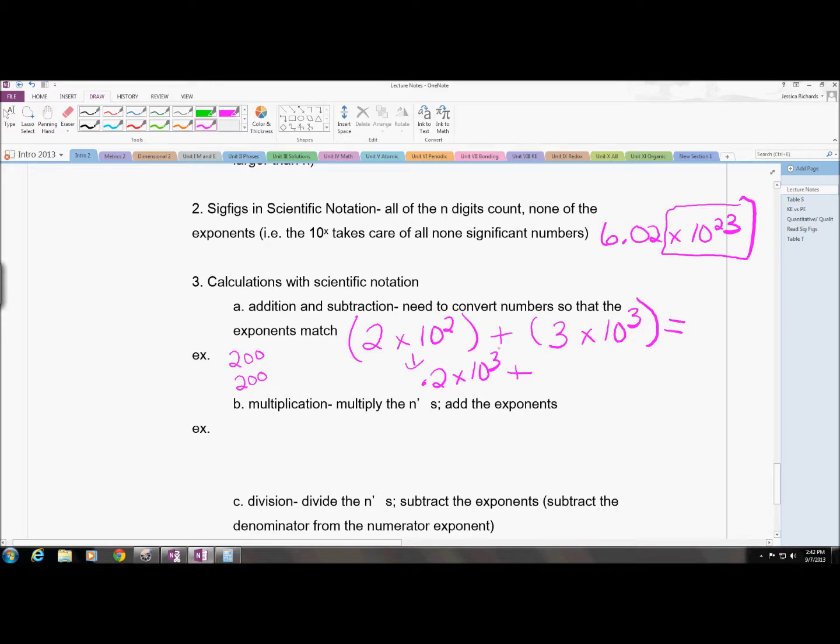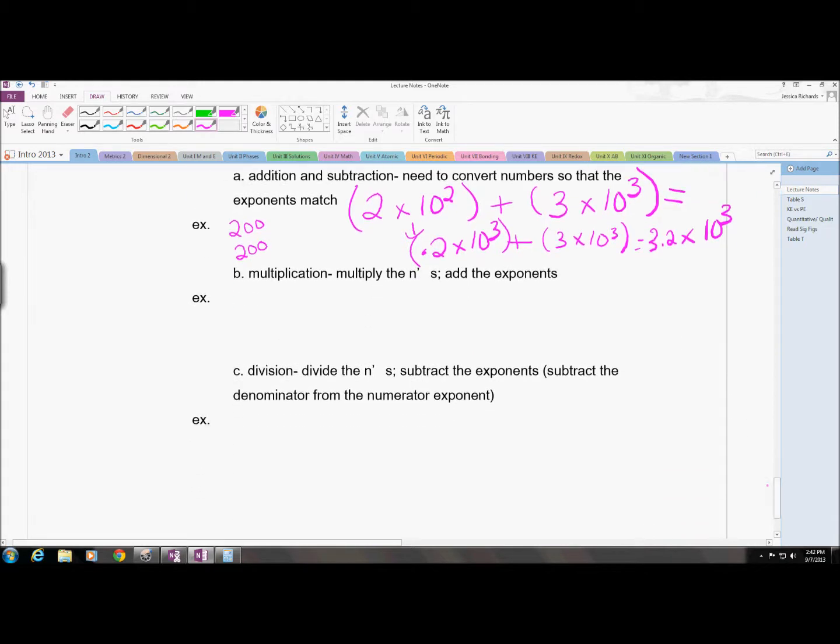Now that the exponents match, I can do 0.2 times 10 to the third plus 3 times 10 to the third. You just add up the numbers. 3 plus 0.2 is 3.2 times 10 to the third. Multiplication, you're going to multiply the numbers in the front and add the exponents. So if I were to do the same numbers, 2 times 10 to the second times 3 times 10 to the third, we're going to multiply the numbers. So 2 times 3 is 6, and then we add the exponents. 2 plus 3 is 5, so your answer would be 6 times 10 to the fifth.